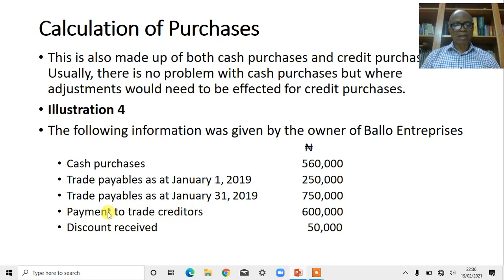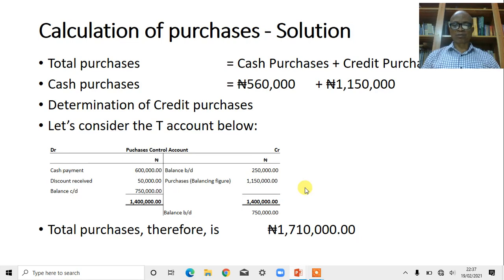Payment to creditors 600,000 naira. Discount received 50,000 naira. Now let's look at the solution here. Okay, total purchases we already know will mean cash purchases and credit purchases. So for us to be given a total figure of 560,000 as our cash purchases, and then the ability to calculate our credit purchases to be 1,150,000 naira. How do we arrive at that?